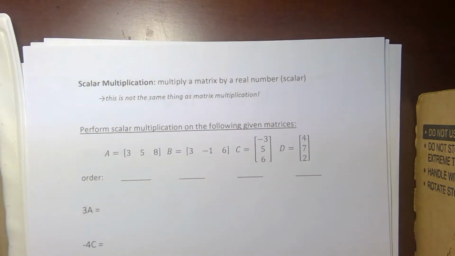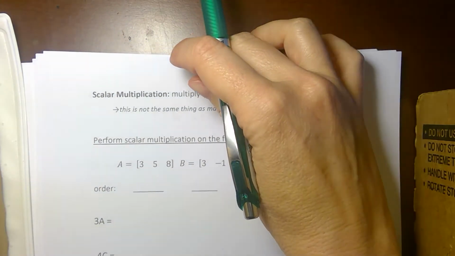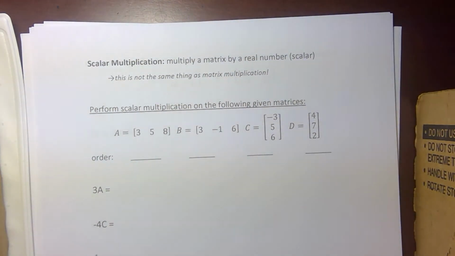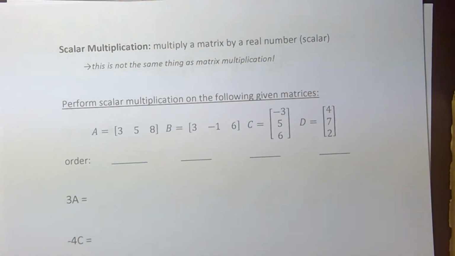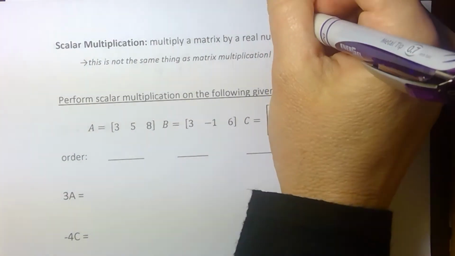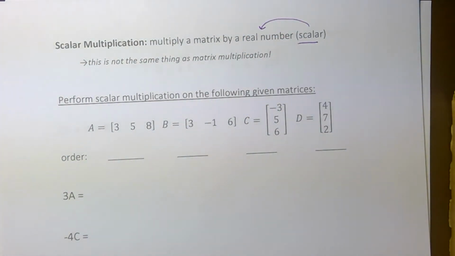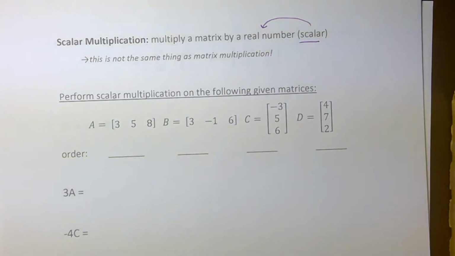Okay, the last operation that we are going to work on involves scalar multiplication. Scalar multiplication is not the same thing as multiplying matrices together. We're going to do that in the second part of 6.3. Scalar multiplication is when I multiply a matrix by a real number, and we're going to call that real number a scalar. Again, this is not the same thing as matrix multiplication.